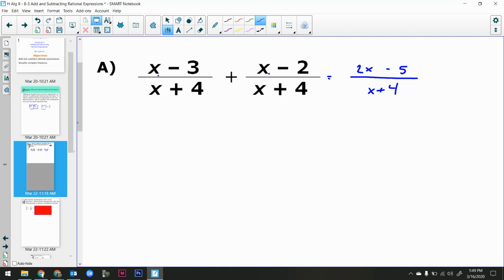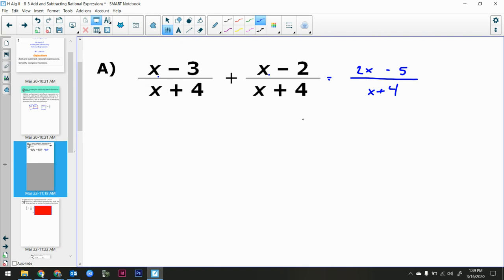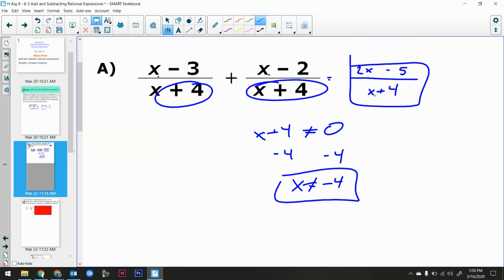The only other thing it's asking for is which values of x are undefined. Remember that when x plus 4 is equal to 0, it is undefined. So we have to find out when it's equal to 0. So we just subtract the 4 over to the other side. x cannot be equal to -4, right? So that's 2 parts of my answer there, one there and then one there. Okay, simplify and then identify when expressions are undefined.